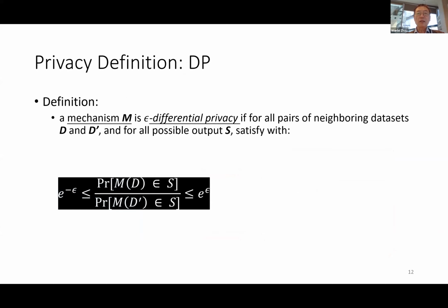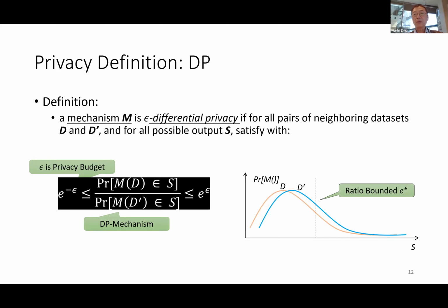So how do we define this? Differential privacy is defined formally as such: you have the mechanism that you use to add in some noise, called M, and you have an epsilon, which is called the privacy budget. And if we have two data sets D and D prime, and the outputs are within the boundary of these two real numbers, then we say this mechanism M is epsilon-differentially private. So we call epsilon the privacy budget, and M the differential privacy mechanism, and the boundary is shown here.